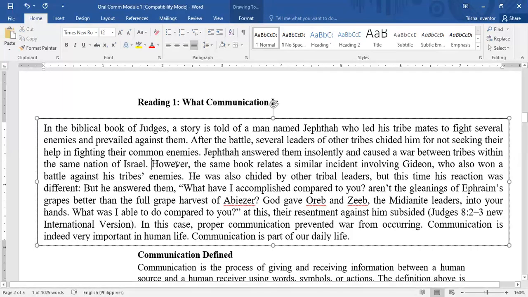Now, in the same book, which is the book of Judges, there is a similar incident involving Gideon. So right now, this is the second story.